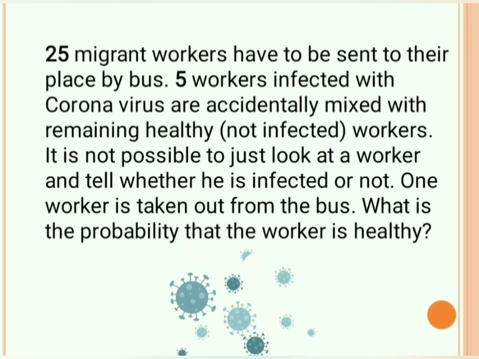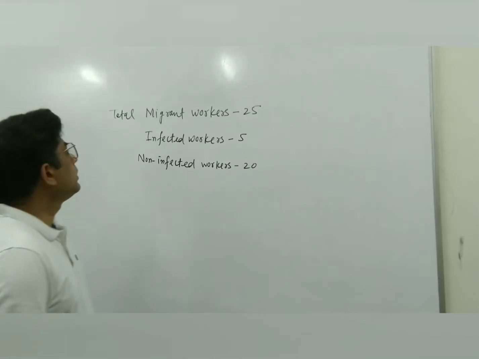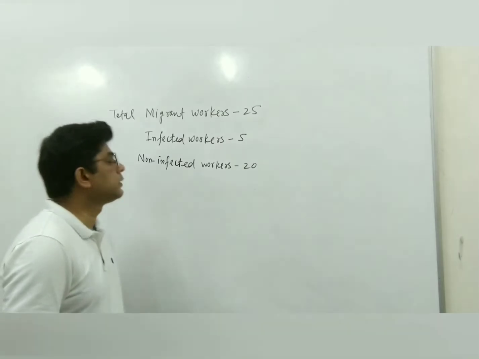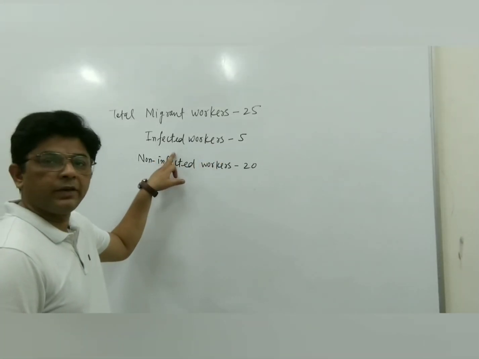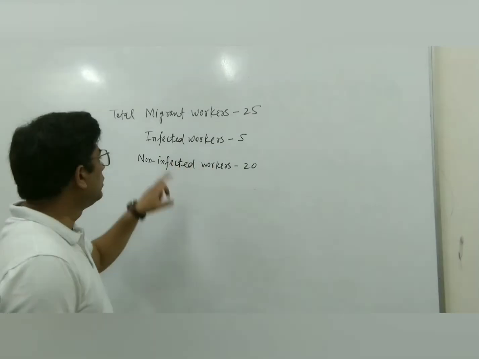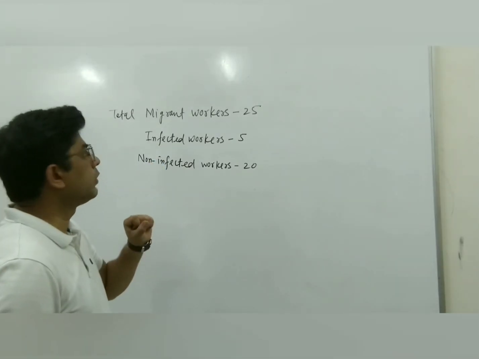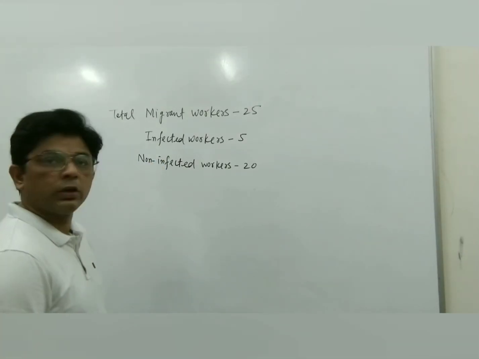25 migrant workers have to be sent to their place by bus. 5 workers infected with coronavirus are accidentally mixed with the remaining healthy, not infected workers. It is not possible to just look at a worker and tell whether he is infected or not. One worker is taken out from the bus. What is the probability that the worker is healthy? So in this problem, there are a total of 25 migrant workers who need to be sent by bus. There are 5 workers who are infected and the remaining 20 workers are non-infected. So we have to choose one worker from the whole 25 workers and he should be non-infected.